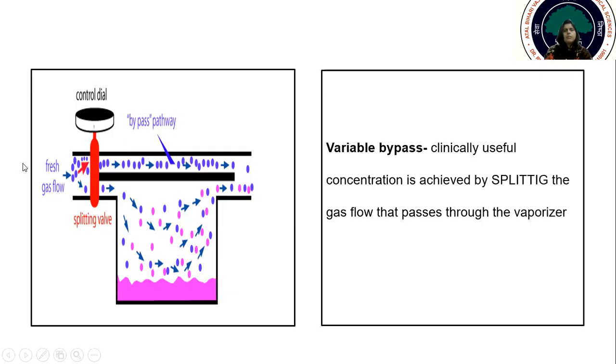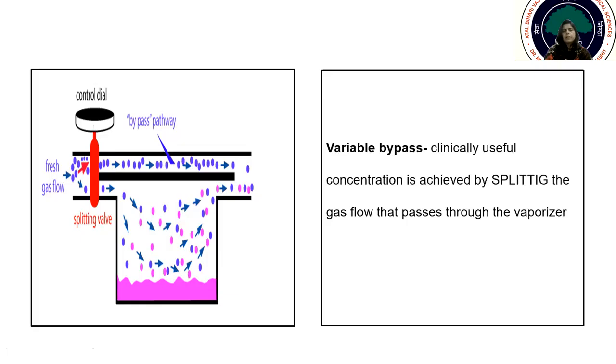What happens when the fresh gas flow gets inside the vaporizer? It gets divided into two parts. The majority passes through the bypass chamber, and the rest passes through the vaporizing chamber, where it gets saturated with the vapor molecules, comes to the outlet, mixes with the fresh gas flow, and leaves the vaporizer. How much gas will pass to the vaporizing chamber and how much to the bypass chamber depends on the splitting ratio.